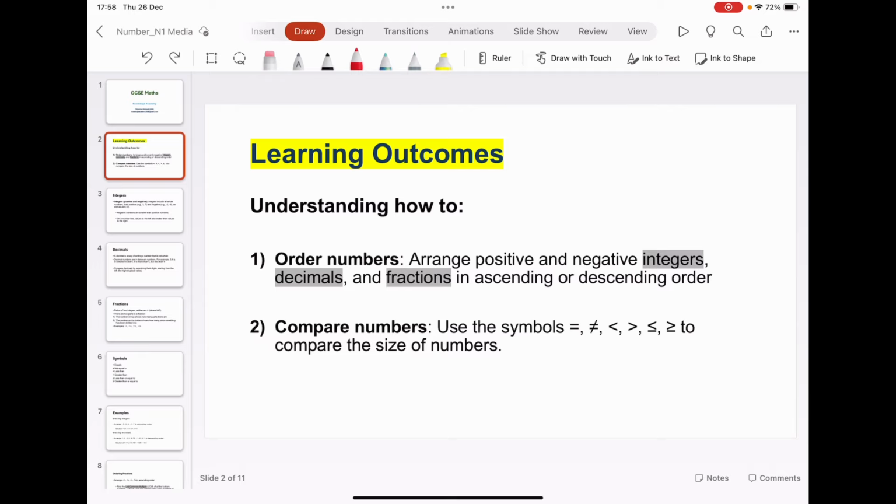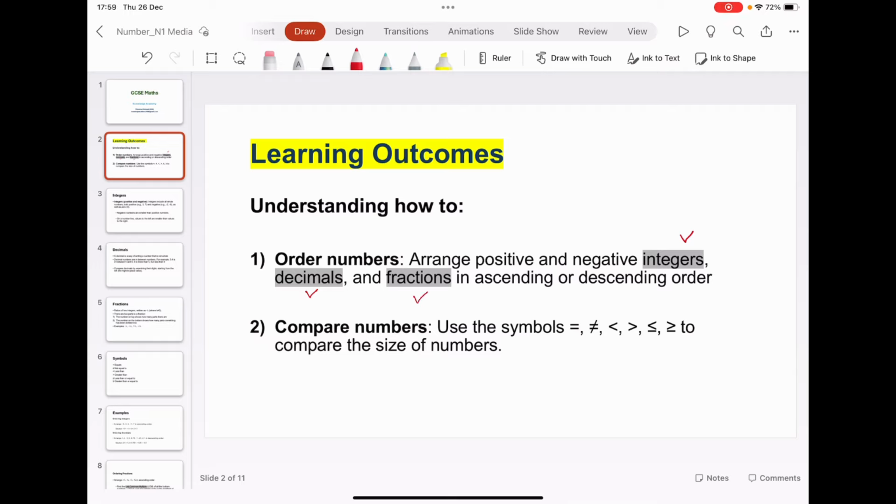In this session, we will learn how to order numbers, that is, to arrange them in terms of ascending or descending order. And numbers come in different forms. They can be integers, they can be decimals, and they can be fractions. And we will look into each of these in more detail in this session.